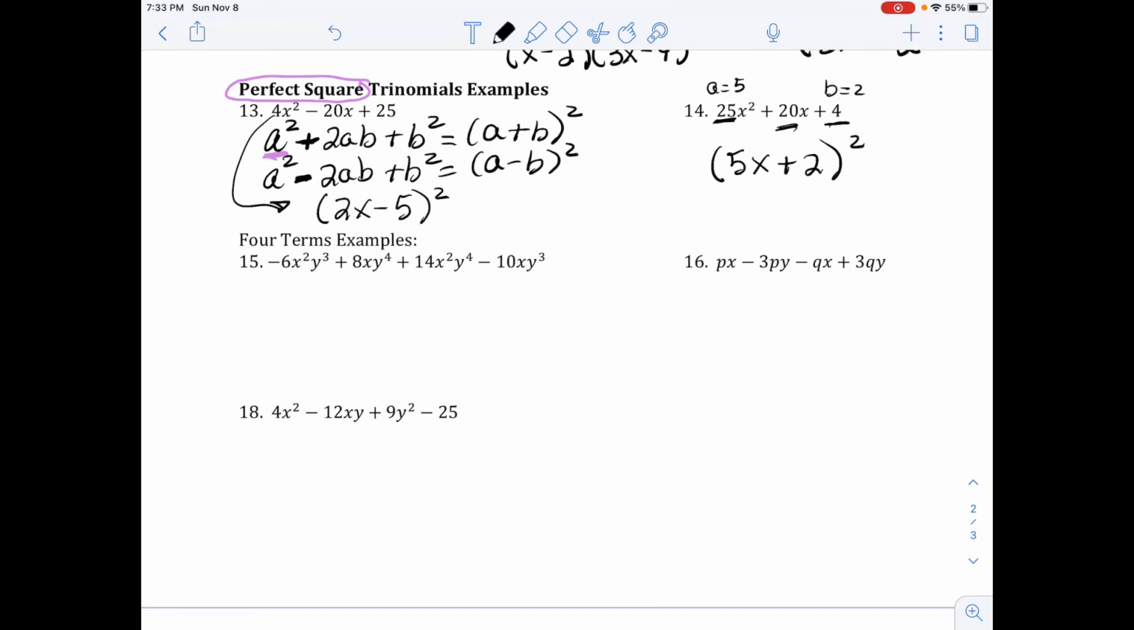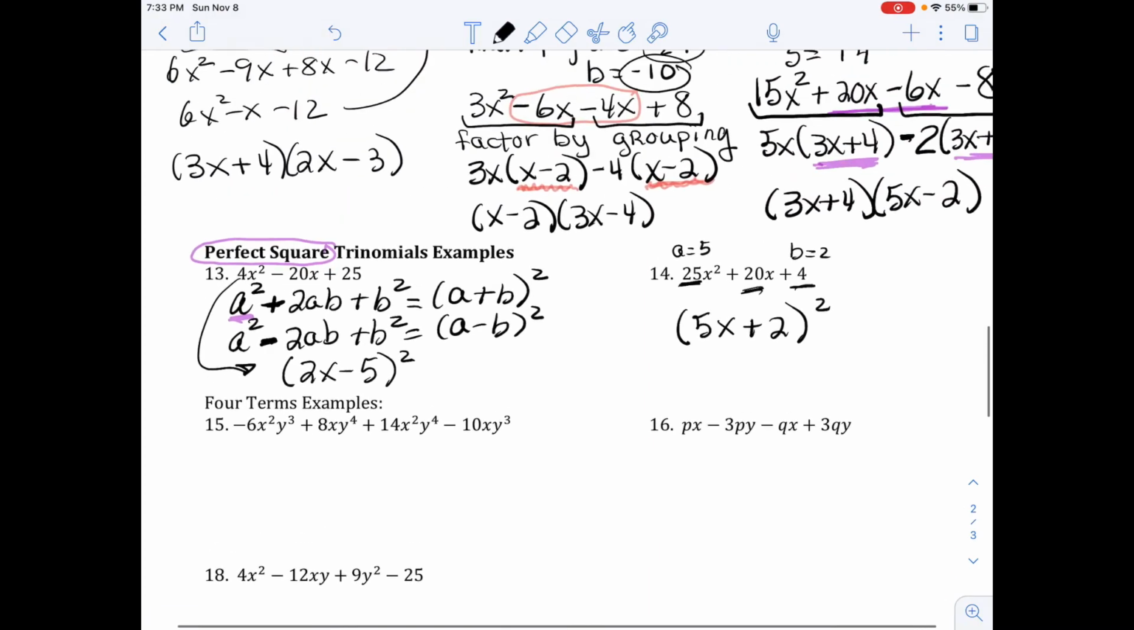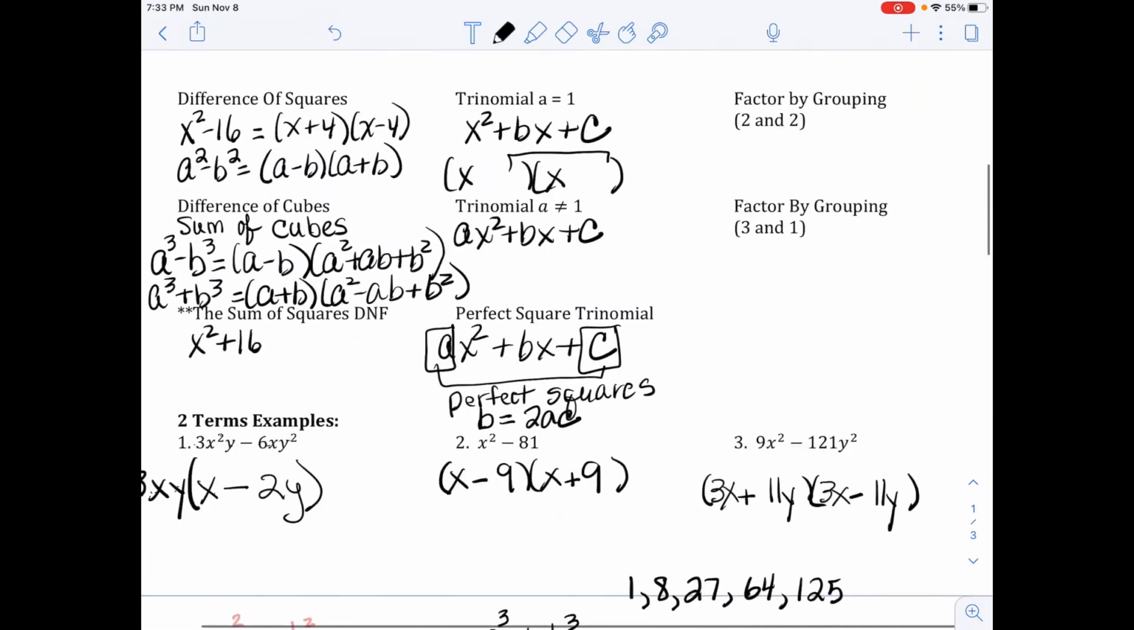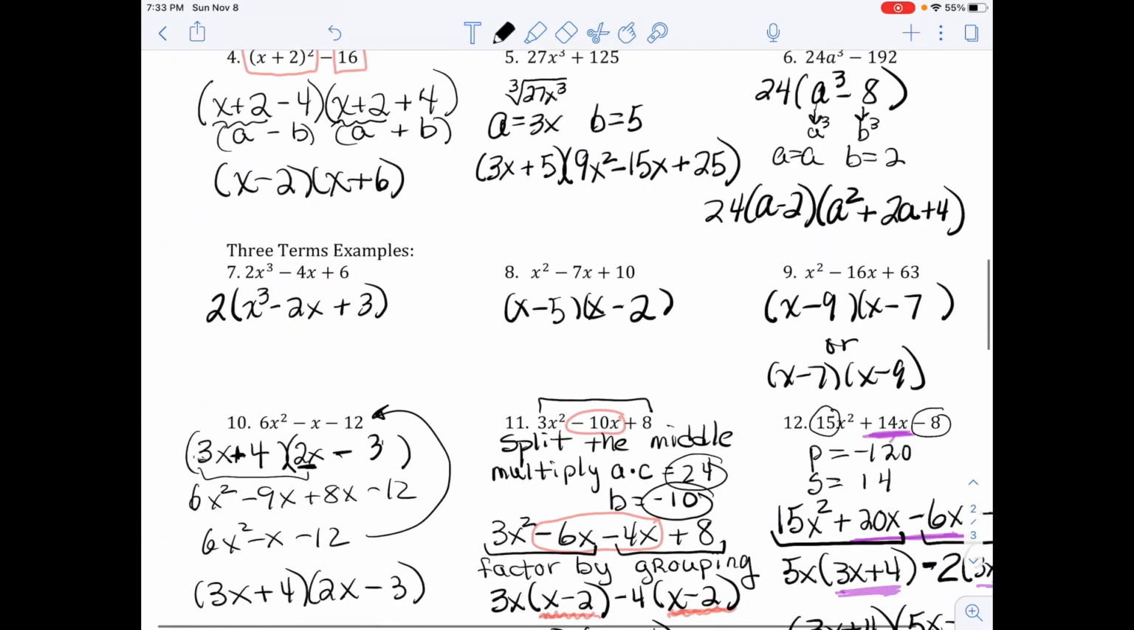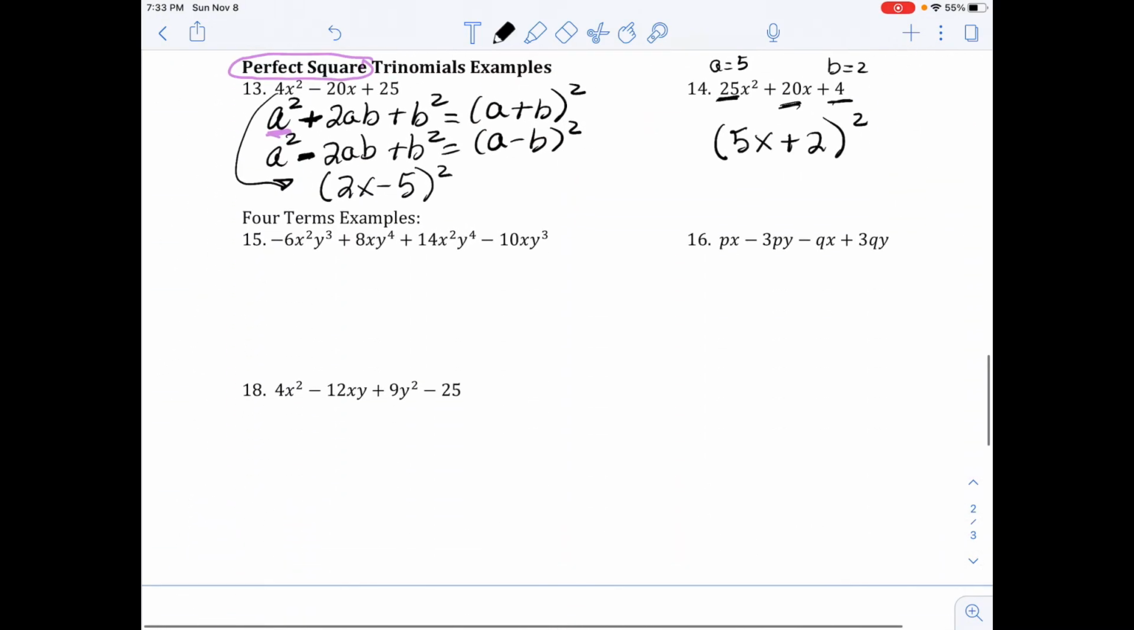Factor by grouping, 2 and 2, 3 and 1. So again, just to go all the way back up to this page, now we're on the 4 terms: GCF, and then factor by grouping 2 and 2, 3 and 1. Okay, so let's go back and look at that one.